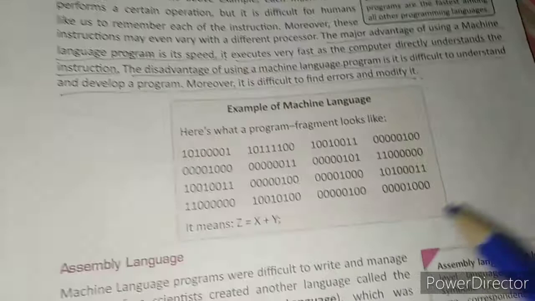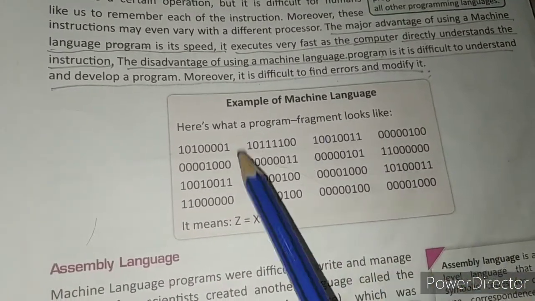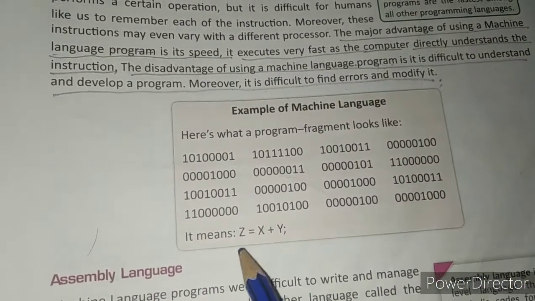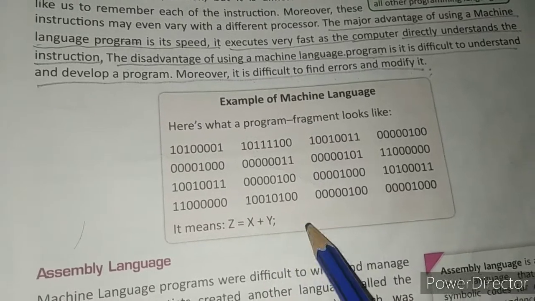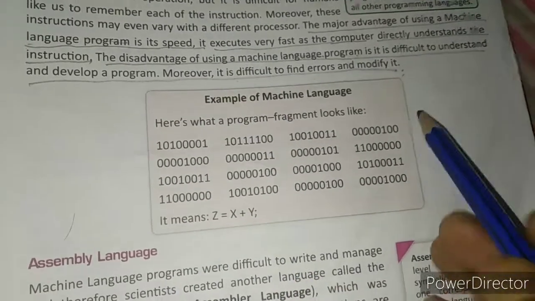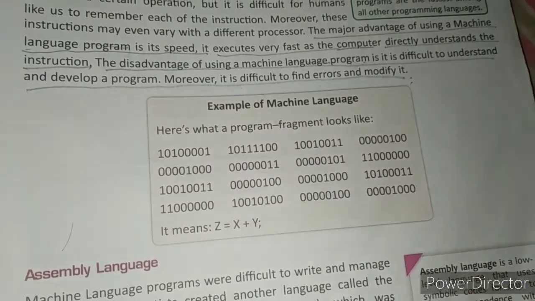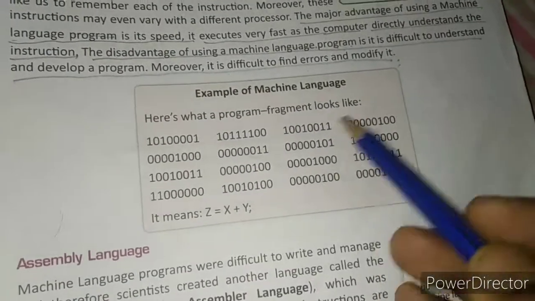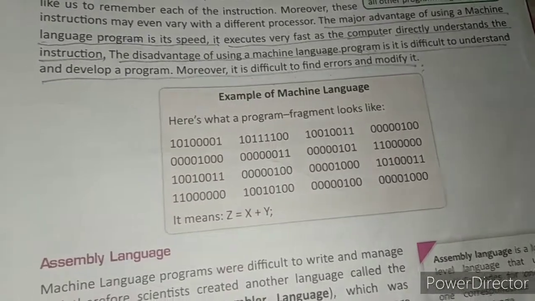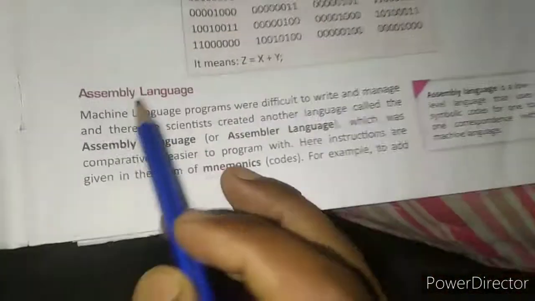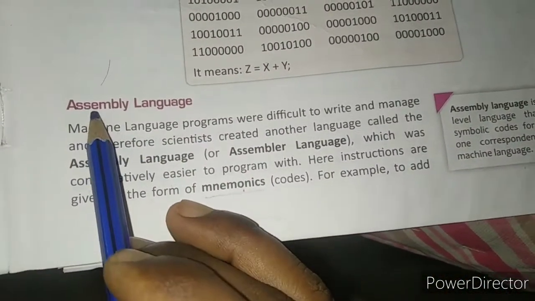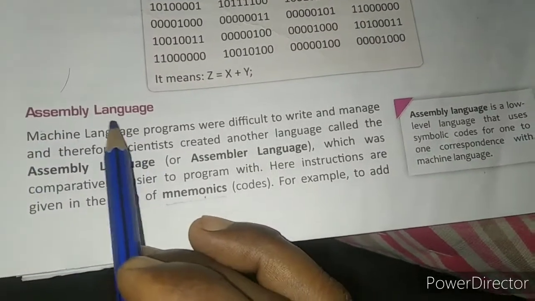Here you can see this is a program to add two numbers, z is equal to x plus y in simple terms, and this is the program written in binary language to do this. So you can see it is very difficult to do this. Now, the next low level language is assembly language.